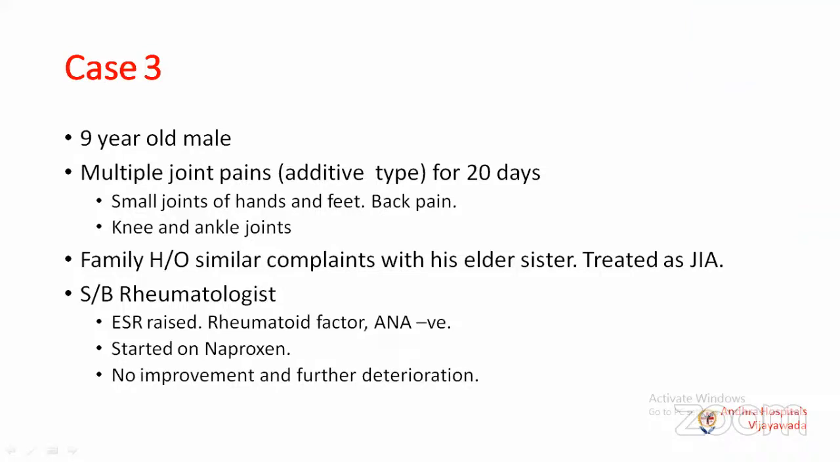Rheumatoid arthritis. Just right away you want to point it as rheumatoid arthritis. Rheumatoid factor is negative, right? They have done it because it was shown to the rheumatologist; rheumatoid factor and ANA both are negative.